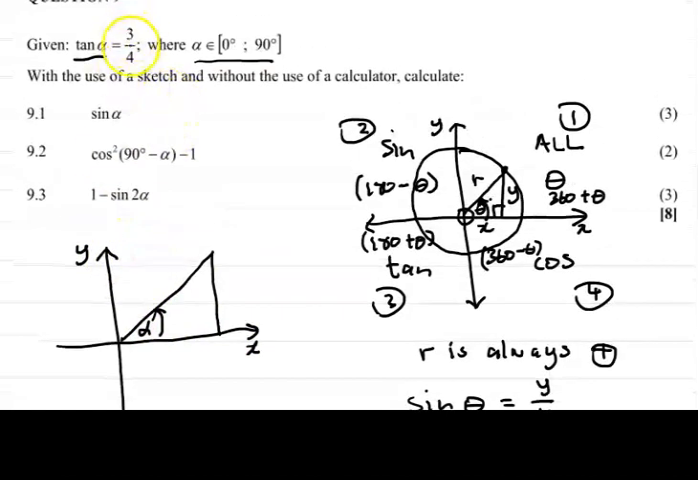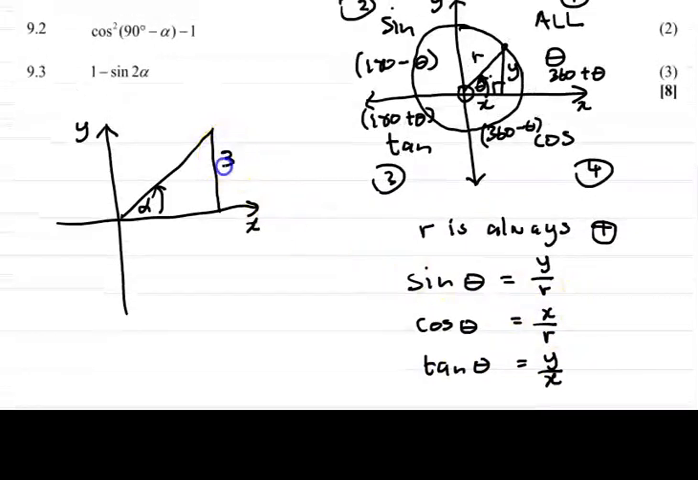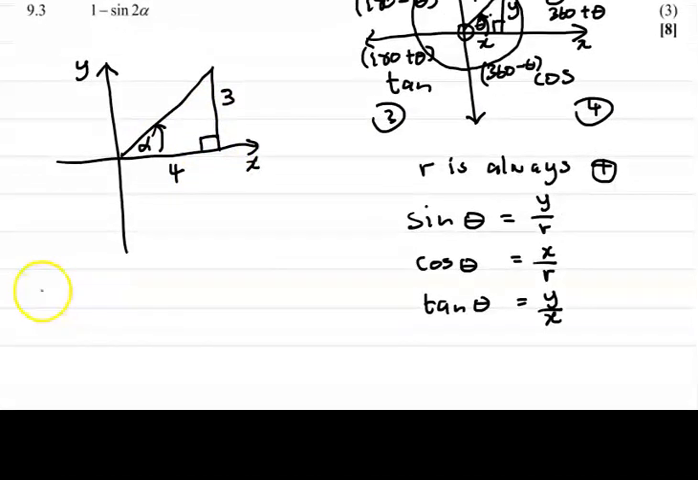So tan is 3 over 4. There's tan, so the y value is going to be equal to 3 and the x value is going to be 4. So 3 over 4, opposite over adjacent. Now we have to calculate the hypotenuse, or the r value, by using the theorem of Pythagoras. So r is going to equal 4 squared plus 3 squared.